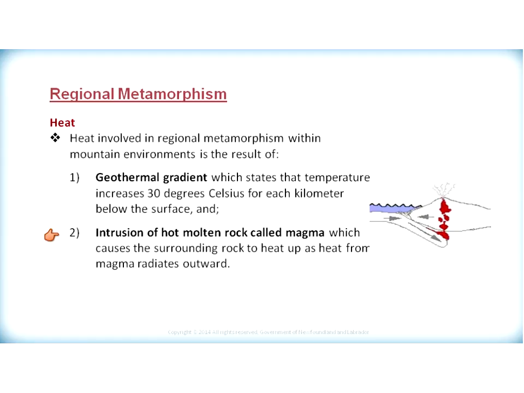The second cause of heat within a metamorphic mountain environment is the intrusion of hot molten rock called magma, which causes the surrounding rock that it comes in contact with to heat up, and as the heat from magma radiates outwards, it will change the resulting rock.